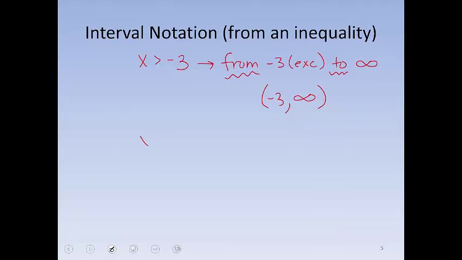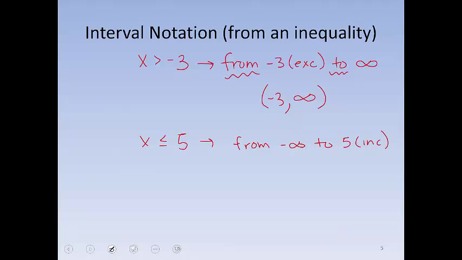Let's try another one. x is less than or equal to 5. That means, where does it start? Well, we might want to say that it starts at 5 and it's everything smaller. But the way we count is we count from the smallest number. And the smallest number that I can think of is -infinity. So it goes from -infinity to 5 inclusively. From -infinity, that's the smallest number we can think of, to 5, including it.